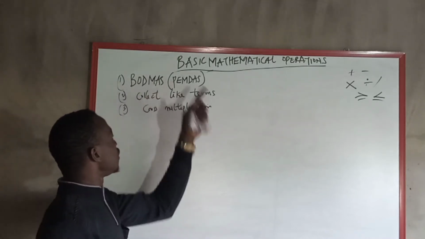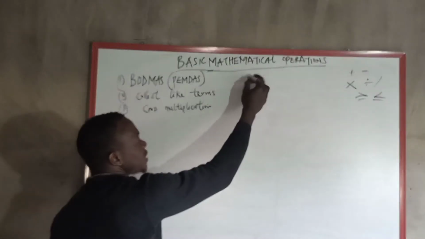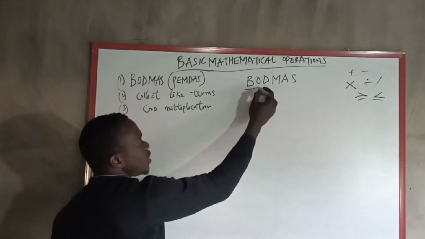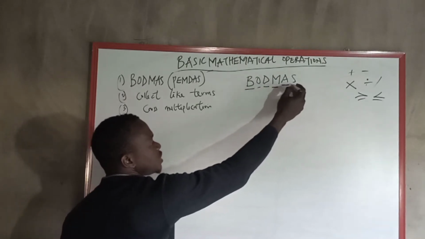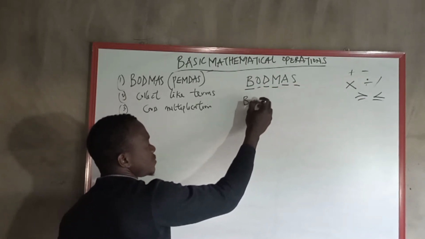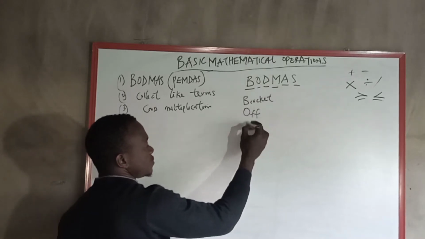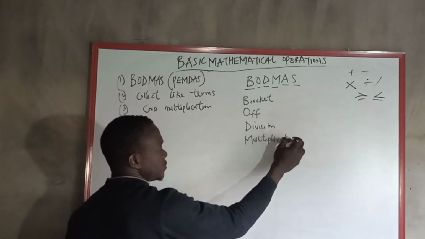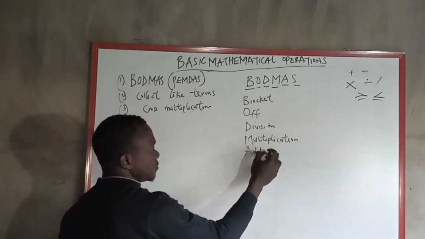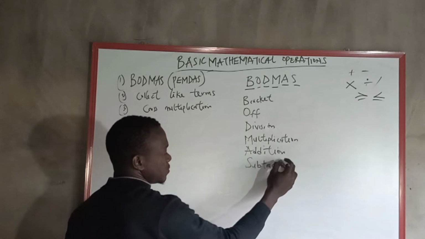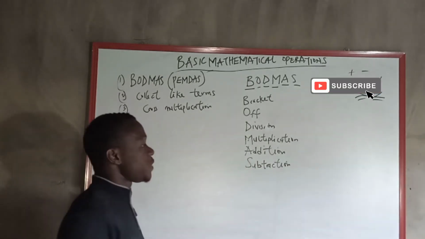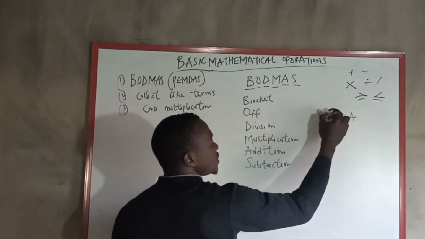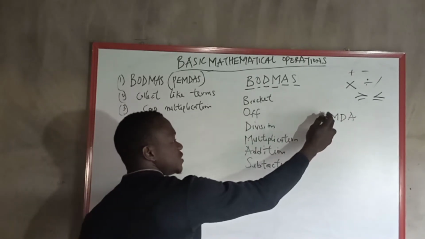So the first of all is Bodmas. Now, what does Bodmas stand for? Bodmas is the acronym that stands for brackets, of, division, multiplication, addition, and subtraction. So have it as. Now, some may call it PEMDAS, some may call it PEMDAS. It stands for virtually the same thing.